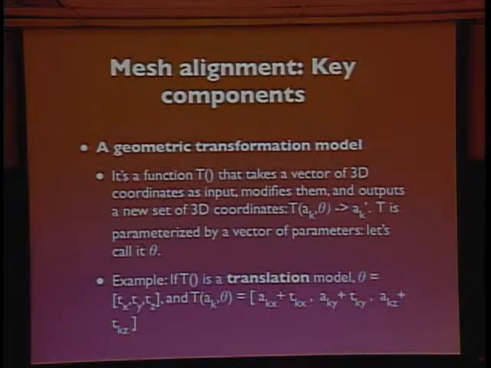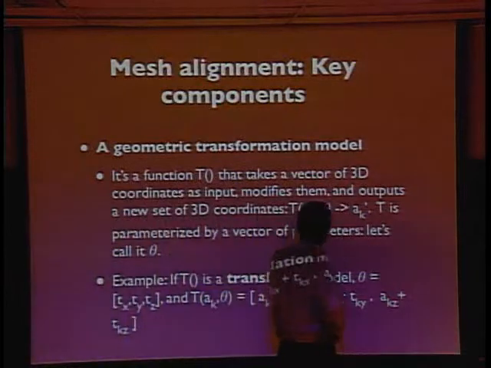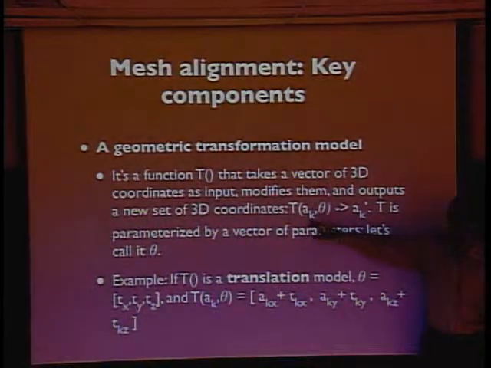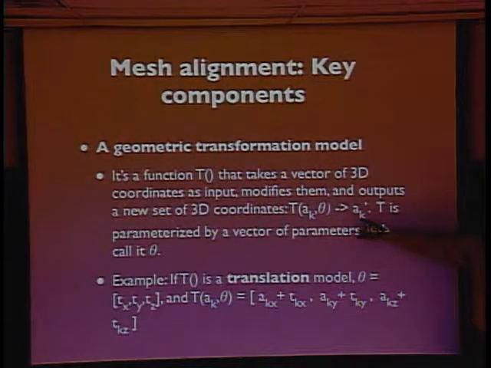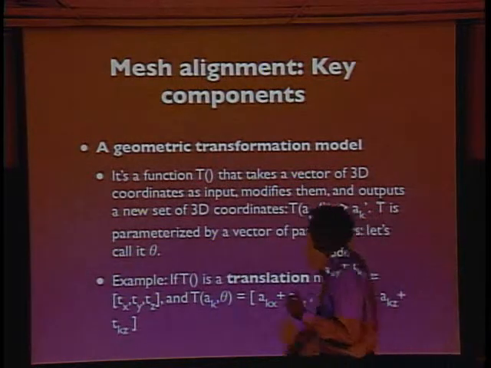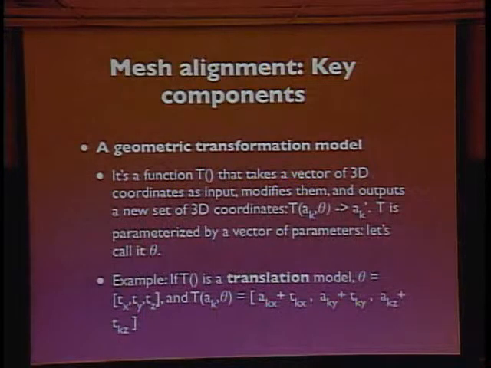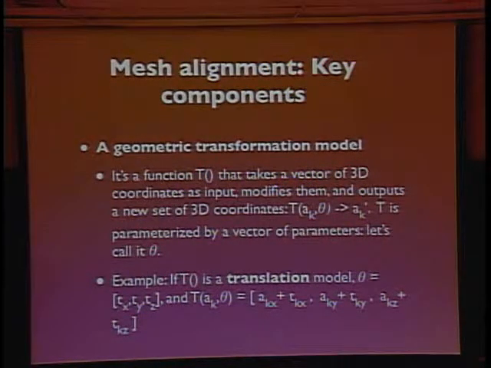So a geometric transformation model is a function, T, that takes 3D coordinates as input, modifies those 3D coordinates in some way, and provides an output that is also 3D coordinates. So if you have a point A sub k, which again is just going to be x, y, z, and a vector of parameters, which we call theta, that tells you what the behavior of the geometric transformation is, then you just get a new x, y, z coordinate, A k prime. So the parameters that govern how this geometric transformation works are called theta. I'll just say that it's a vector of parameters.